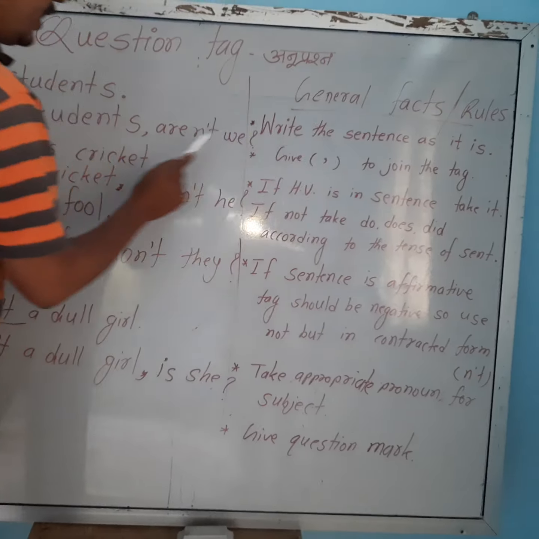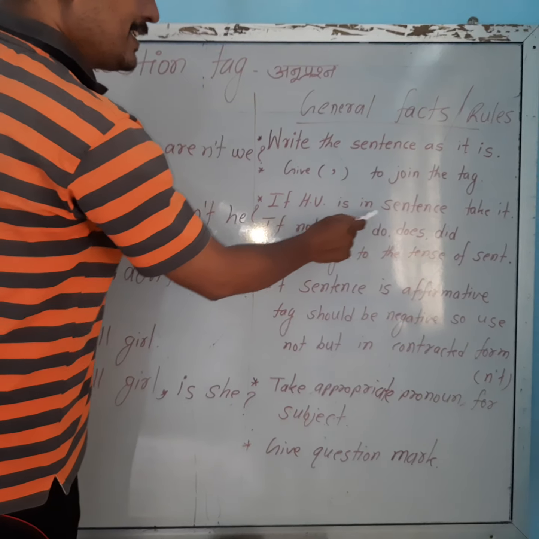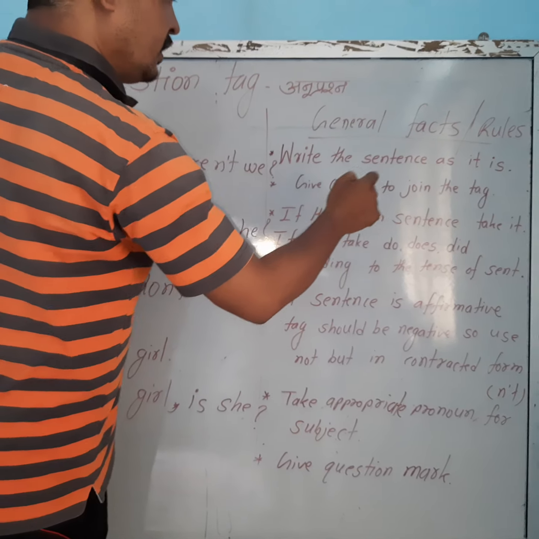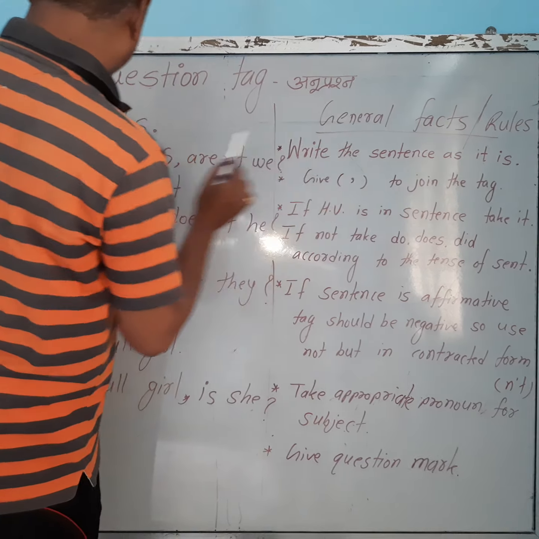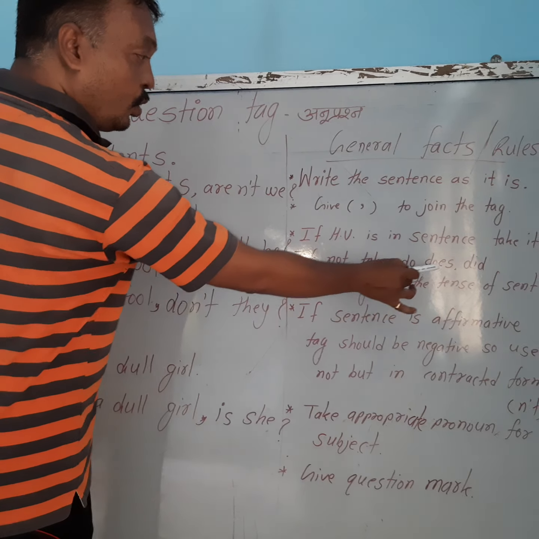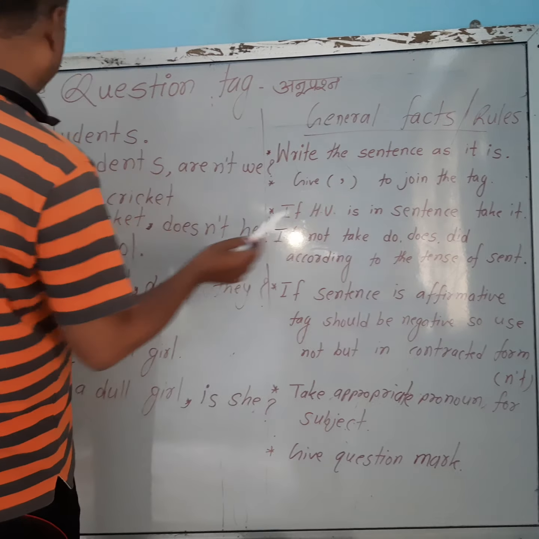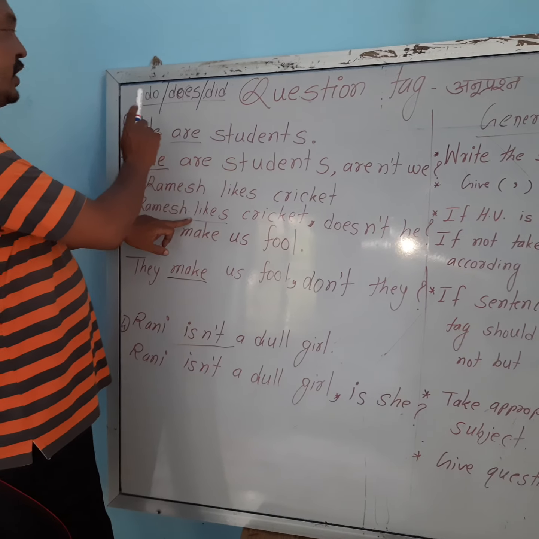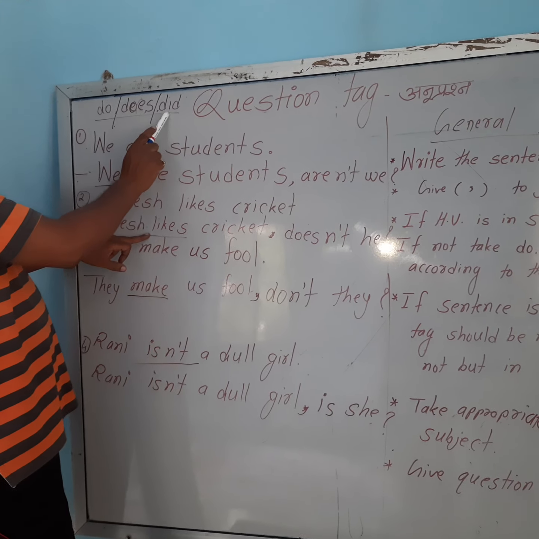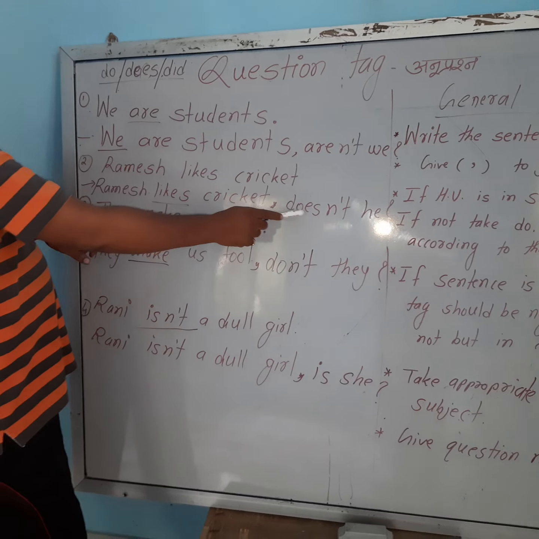Give comma to join the tag. If HV is in the sentence, take it. HV is in the sentence, we have taken it. If not, take do, does, did according to the tense of the sentence. HV is not there, so we have to use do, does, did according to the sentence. So you will use here what?